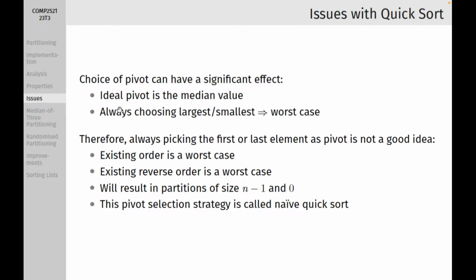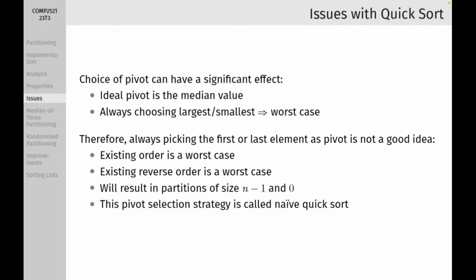That's the ideal pivot, but of course it's not possible for us to know which element is the median, so we just have to pick one and go with it. And if we always end up choosing the largest or smallest element as the pivot, then that will lead to the worst case, where it's O(n squared). So always picking the first or last element as the pivot, which is what the code I showed you before did, is not actually a good idea.